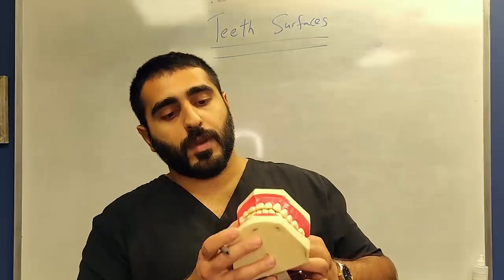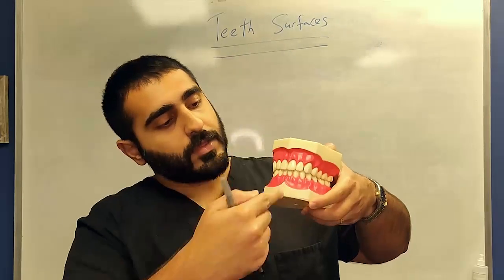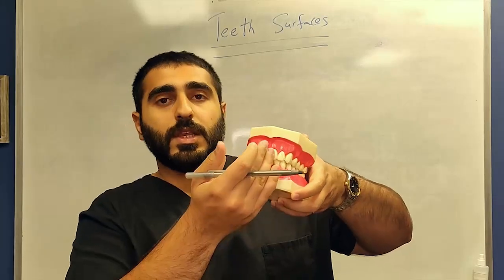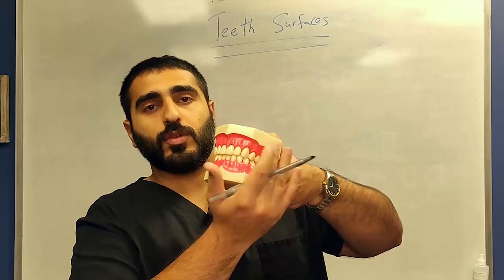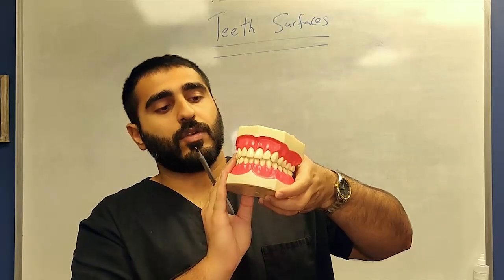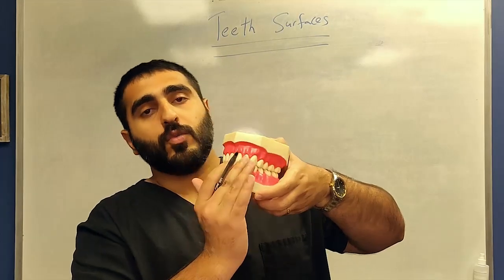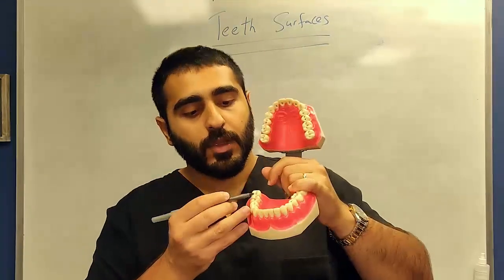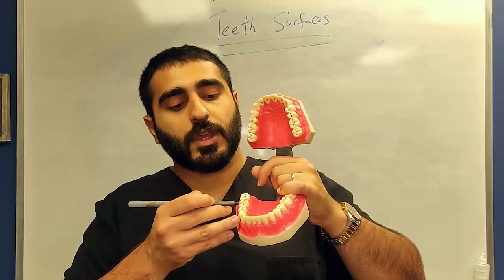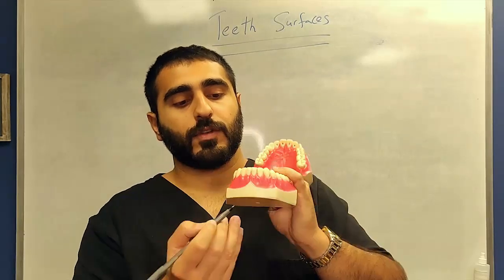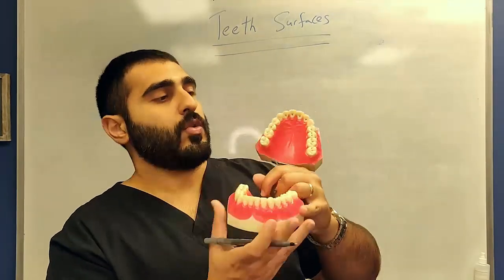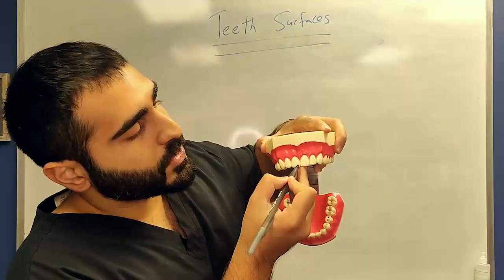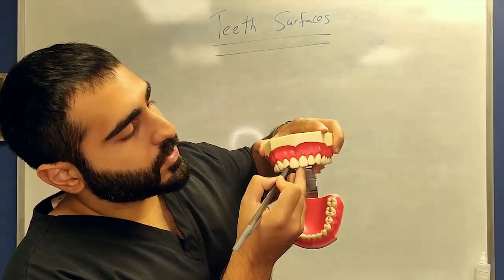Technically, remember this is our midline, right? The line in between our central incisors is what divides the left side of our oral cavity from the right side of our oral cavity. Now, anything that's towards the midline would be the mesial surface, and anything away from the midline would be the distal surface. So let's look at this central incisor here. This is the mesial surface, and this is the distal.